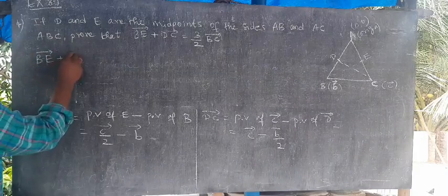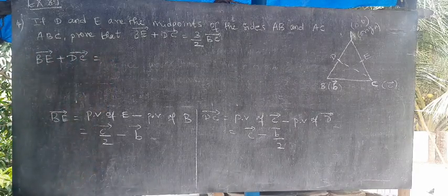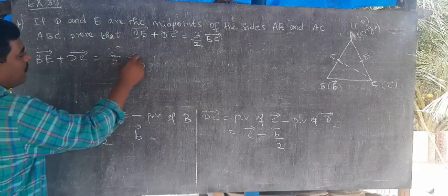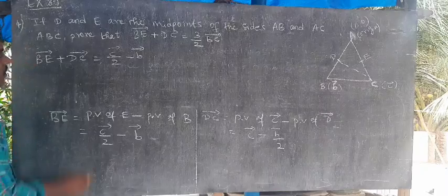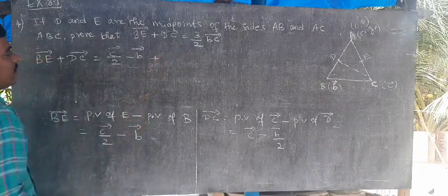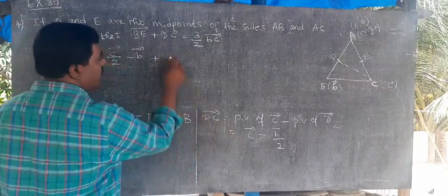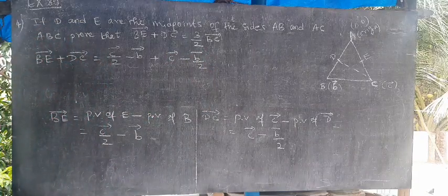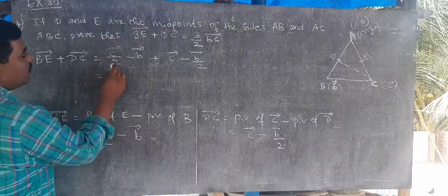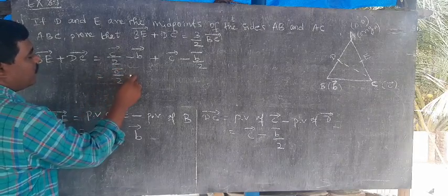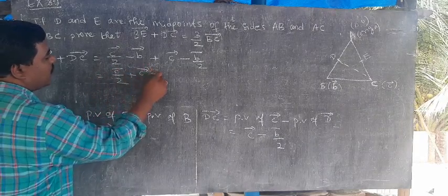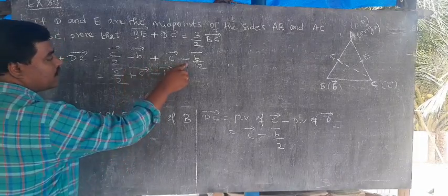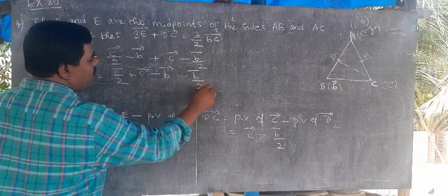BE vector plus DC vector. BE vector equal to C vector by 2 minus B vector. Get plus only, so I write plus. DC vector equal to C vector minus D vector, that is C vector by 2 plus C vector, here minus B vector, here also minus B vector by 2.